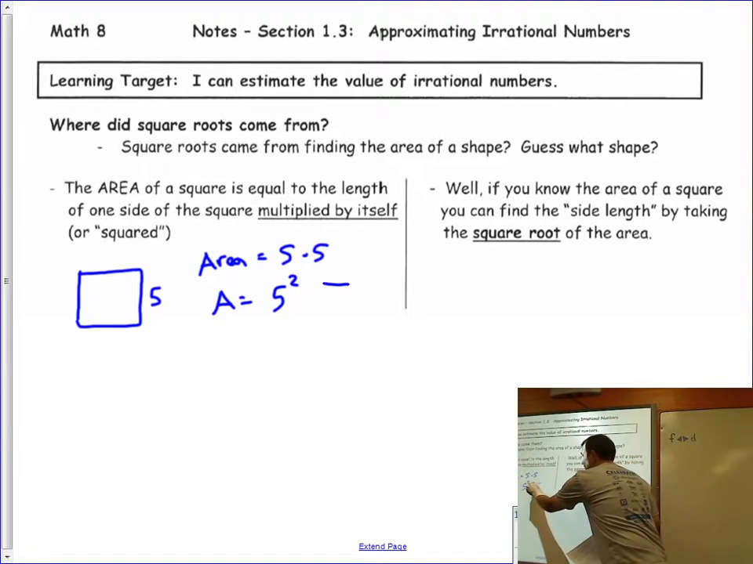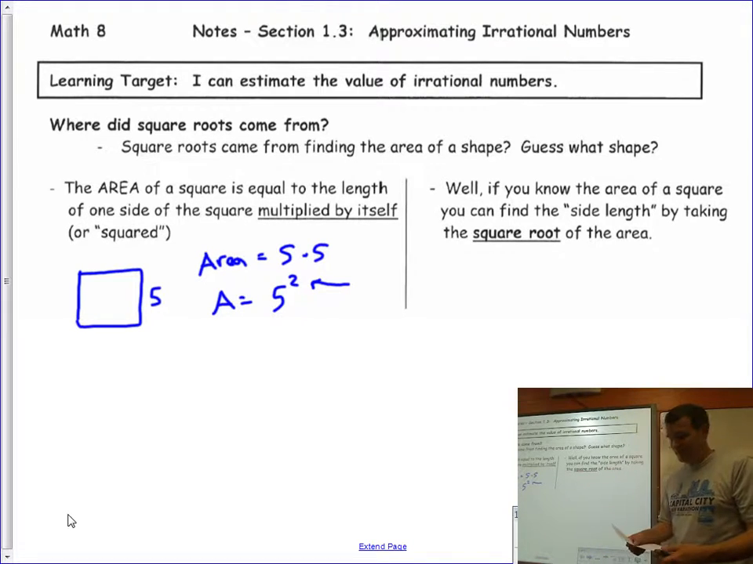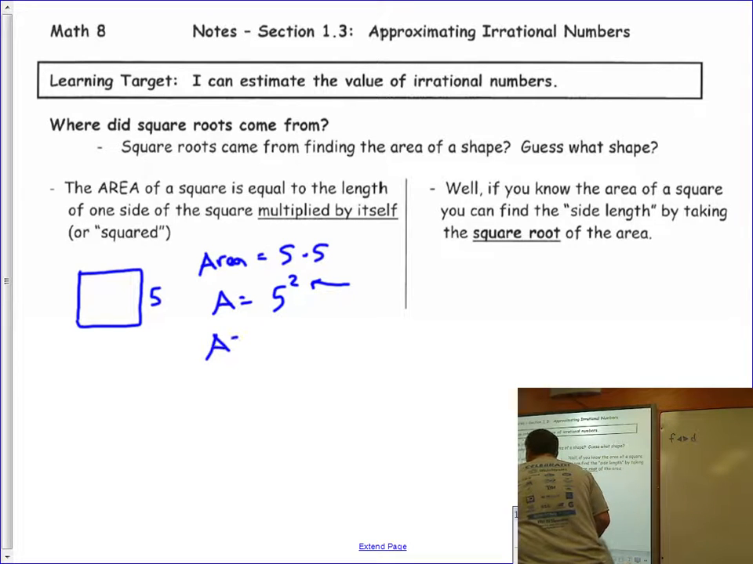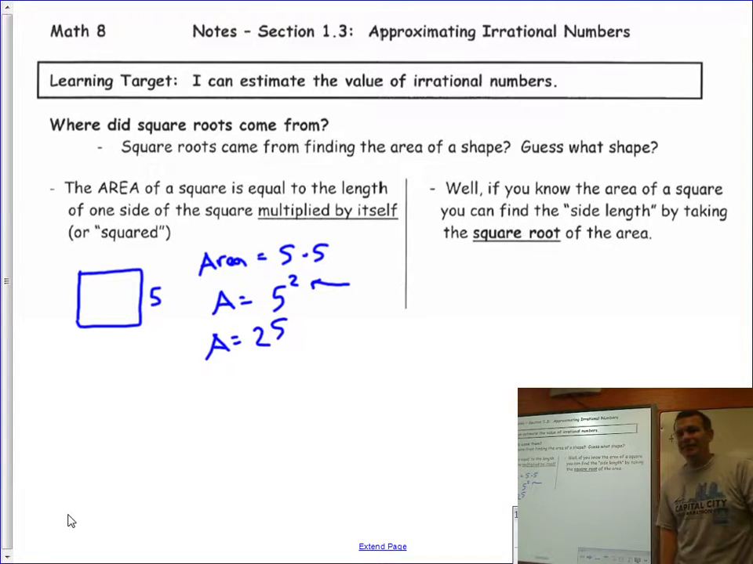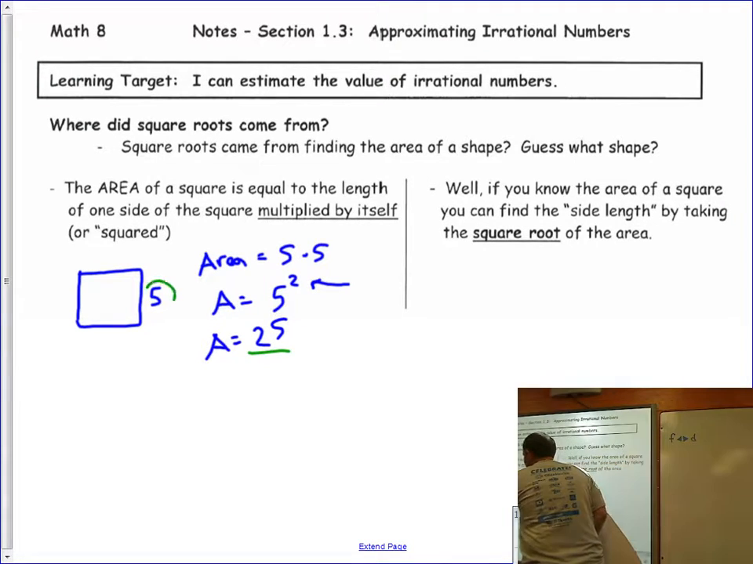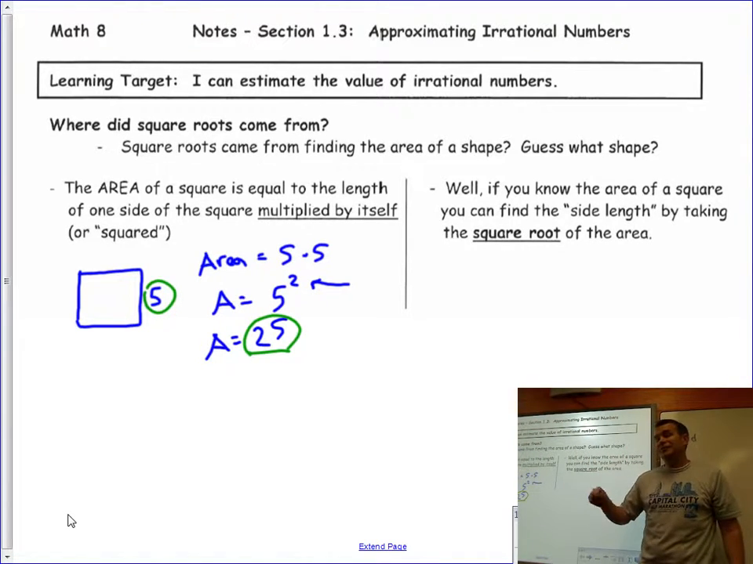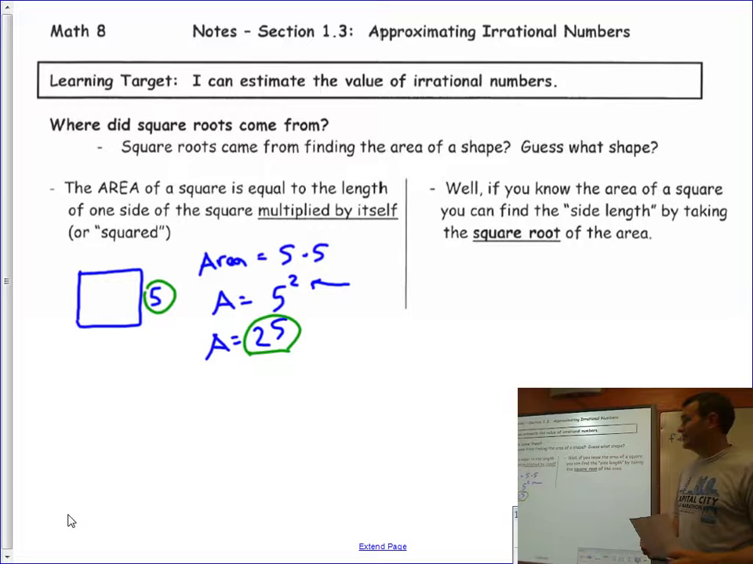Why is it called squared? Because when you multiply a number by itself, you're finding the area of a square that has that side length, right? The area of this square, of course, would be 25. So the thing is, what's the relationship between these two numbers, right? 25 is the square of 5, or if you reverse that, you know that 5 is the square root of 25, which takes us to this other example.